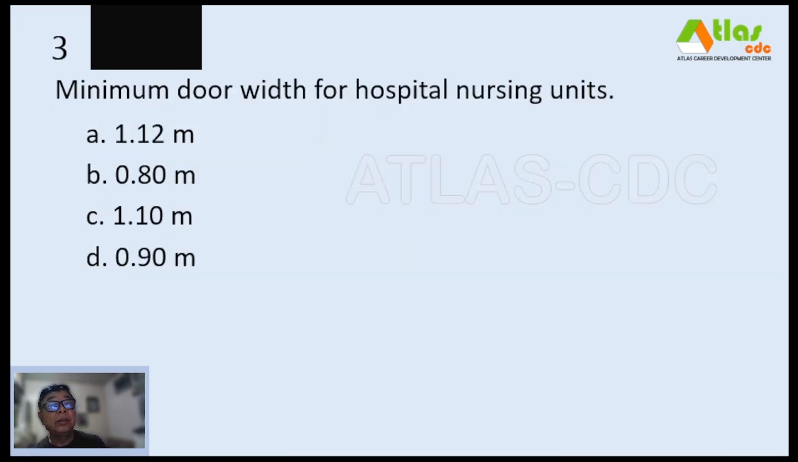Number 3. Minimum door width for hospital nursing units. A. 1.12. B. 0.80. C. 1.10. And D. 0.90.